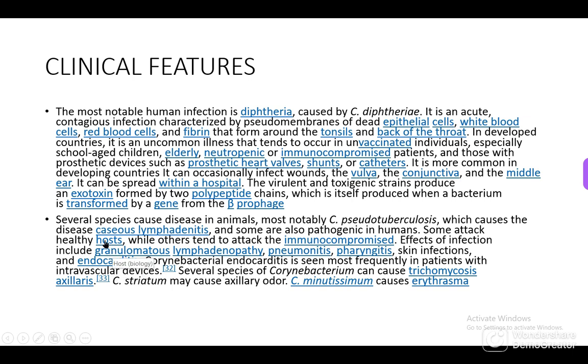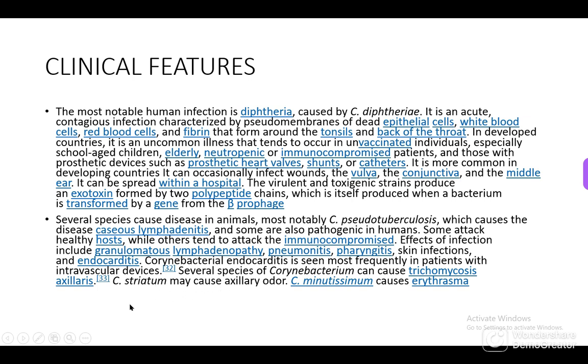Some attack healthy hosts. Now this is important as far as endocarditis is concerned, because 2 to 3% of endocarditis occurs with Corynebacteria. Corynebacterium endocarditis is seen most frequently in patients with intravascular devices, for example venous filters, mechanical heart valves, and other devices like stents. If they are infected, it is called endovasculitis. So it is important. Corynebacterium diphtheriae can cause this also.